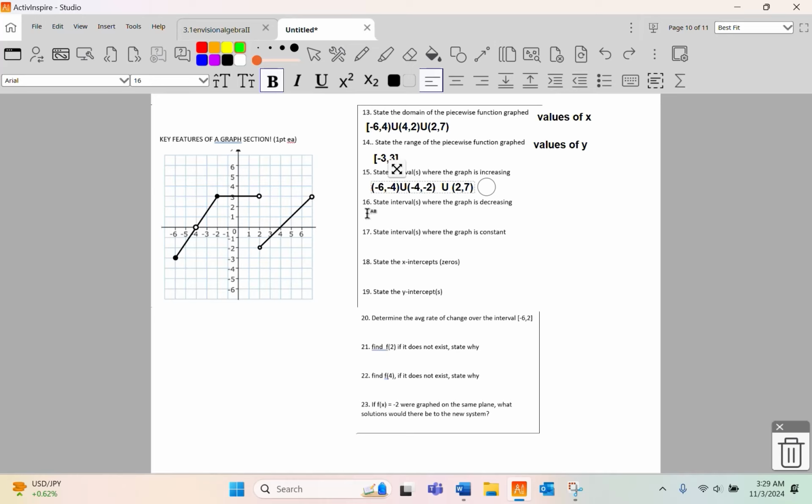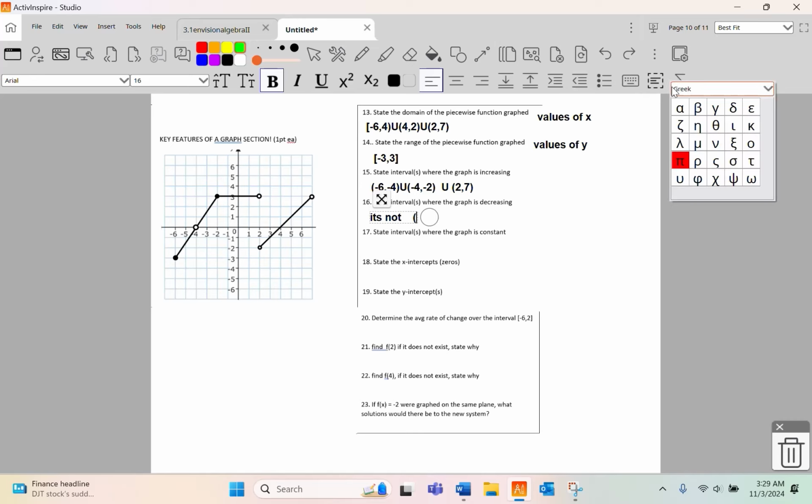All right, decreasing. It's not. The graph never goes downhill. So what we do is we create a small interval, and we insert a character into that, the null character, which I don't know if I can actually type on this software. I don't think I can.